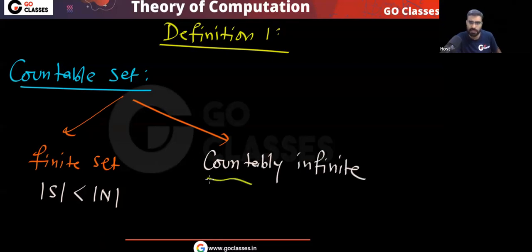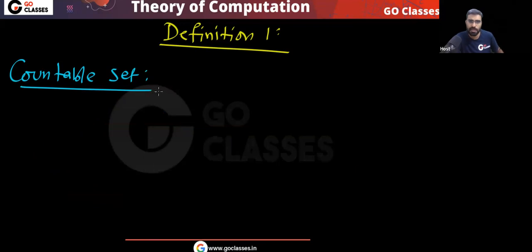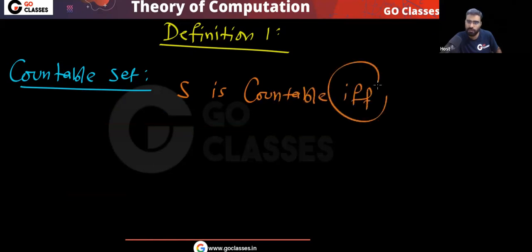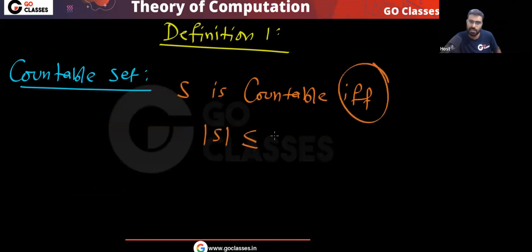Countably infinite, what does that mean? That means the cardinality of set S is equal to the cardinality of set N. So this is the definition of a countable set. S is countable if and only if the cardinality of S is less than or equal to the cardinality of N.